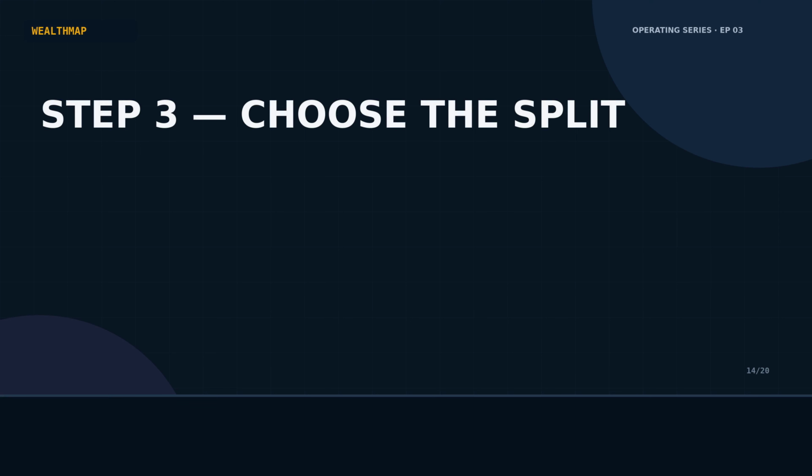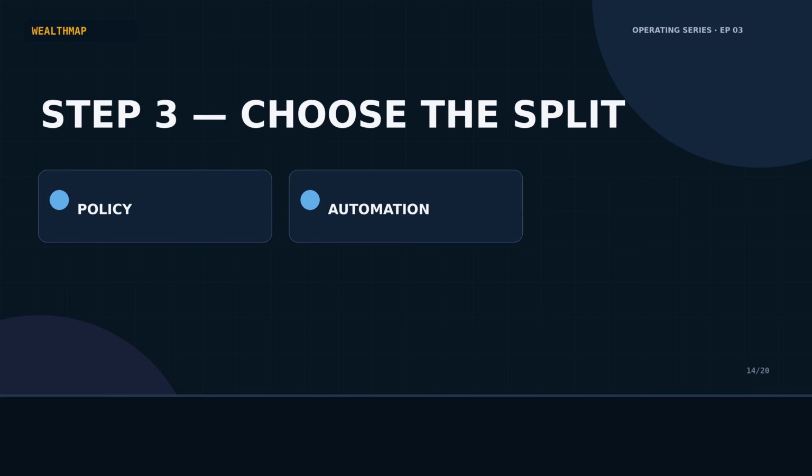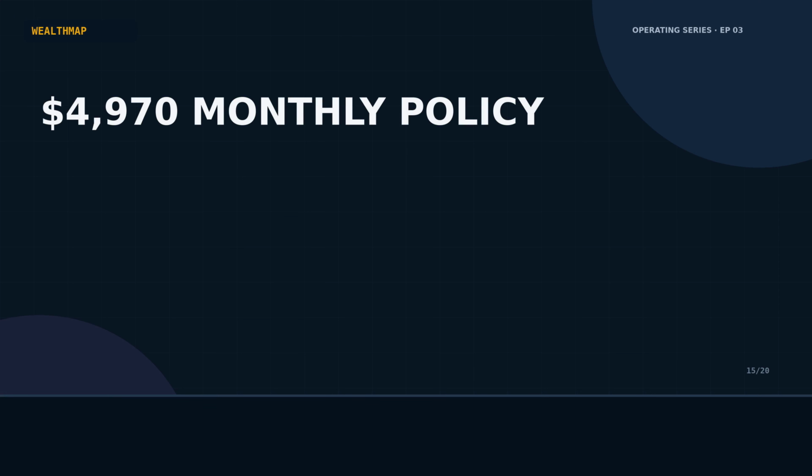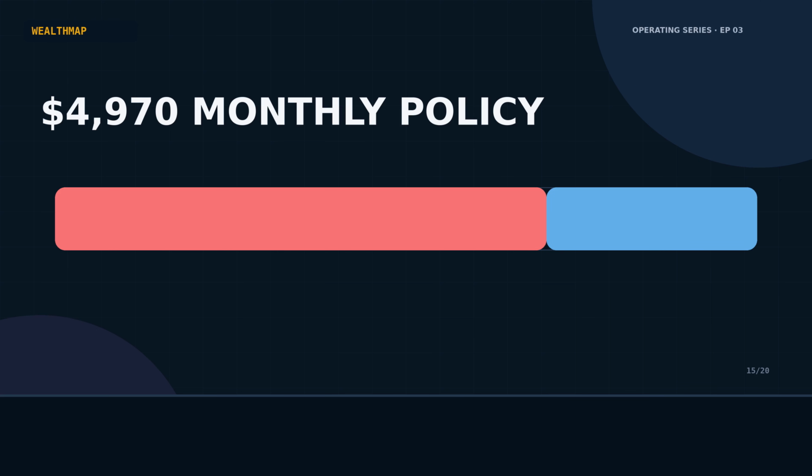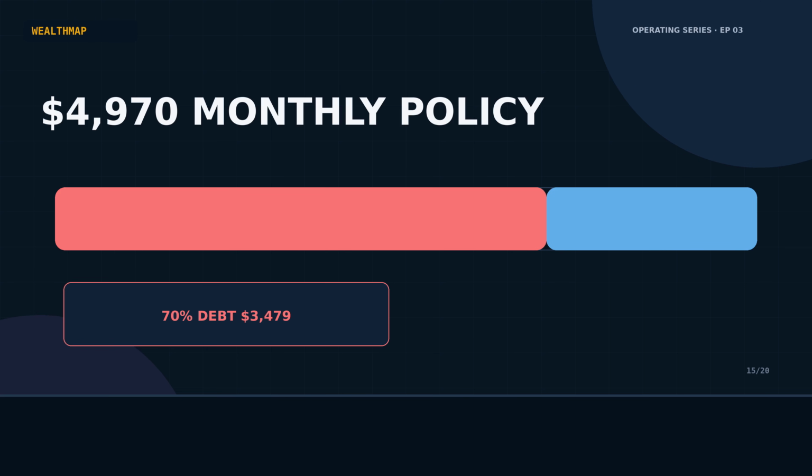Third, choose the split, when the floor is funded and the rate comparison is close. Use a written policy instead of making a fresh emotional decision every month. One example policy sends 70%, or $3,479, to the car loan and 30%, or $1,491, to long-term investing.